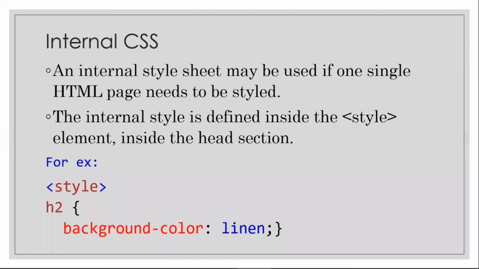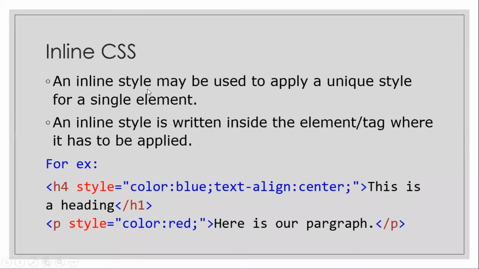So let's see quickly. Inline. An inline style may be used to apply a unique style for a single element, as we saw. And an inline style is written inside the element tag where it has to be applied. For example, we applied it in the H1 tag and we applied it in the paragraph tag. So wherever you want to apply inline in that particular element, you have to go and write it. Example I've given over here, H4 is equal to style color blue and text align equal to center.